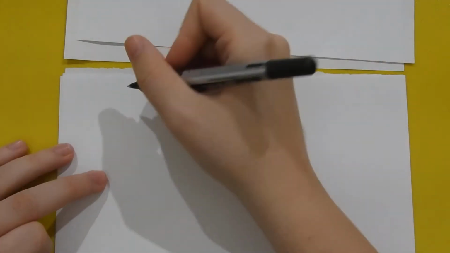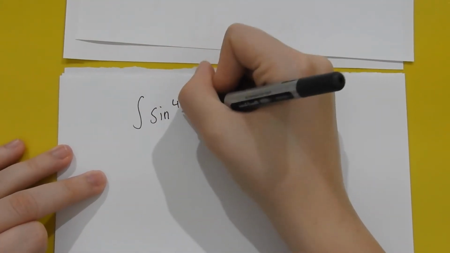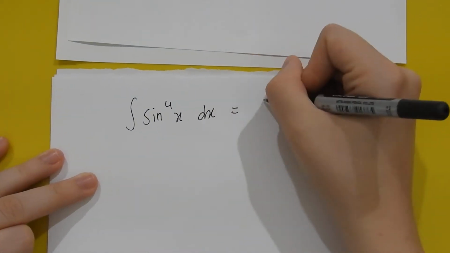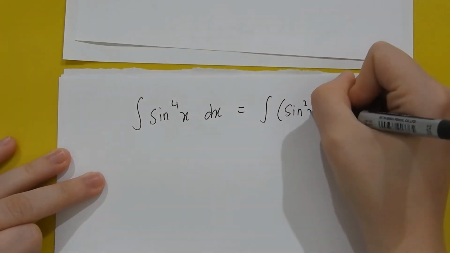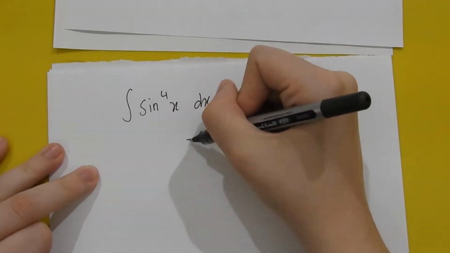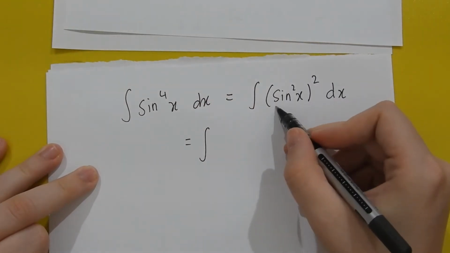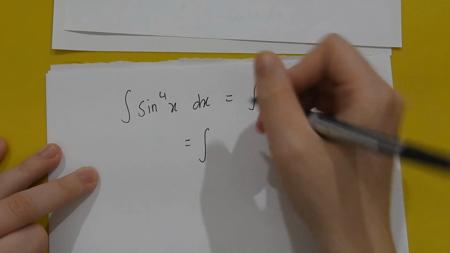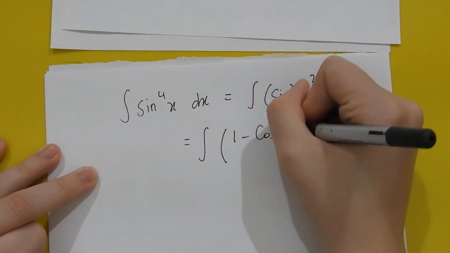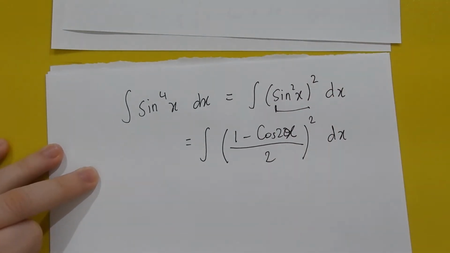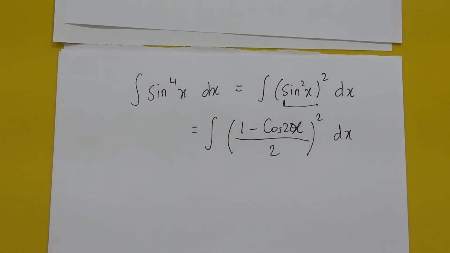Now we'll integrate sine to the 4x. So integration sine to the 4x dx. So we know that sine to the 4x is integration (sine squared x) squared dx. And if we all remember, this is the same as integration, instead of having the sine squared in here, we're going to do (1 minus cos 2 theta) on 2. So this will be (1 minus cos 2 theta, or 2x, sorry) on 2, all squared, dx. I always say theta because that's just how I remember the formula.